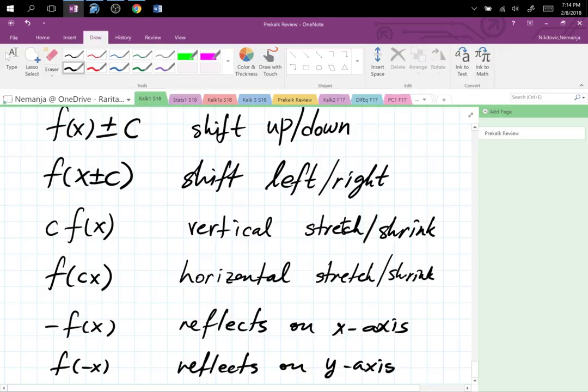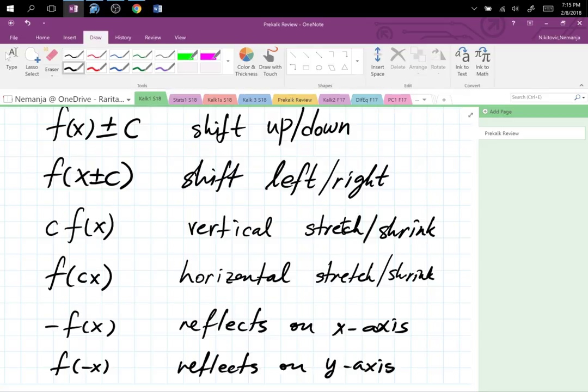Now we walk away. These are 6 transformations that you can apply to a function and change the appearance of a function somewhat. So I can lift the entire function up or down, move the entire function left or right. I can squish it or stretch it vertically. I can squish it or stretch it horizontally. I can flip it on the x-axis, or I can flip it this way on the y-axis.